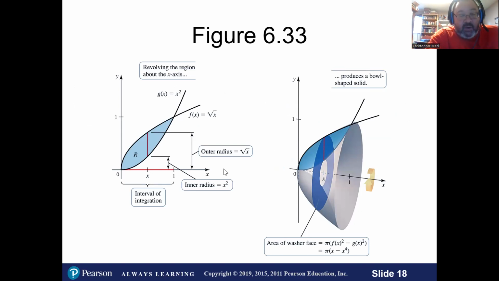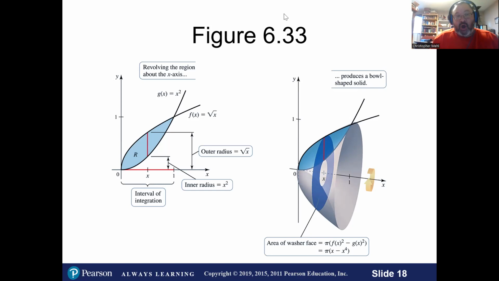Okay, so the outer radius is the square root of x. The inner radius is x squared. The interval is the region bounded by those two curves, so we need to find where x squared equals the square root of x. That happens at x equals 0 and at x equals 1, and so our integral goes from 0 to 1. If we revolve this, it produces a bowl-shaped solid like so.